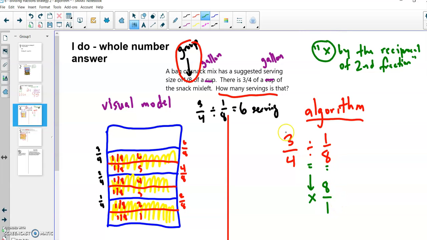I switched it to 8 wholes. I took its reciprocal. The first fraction stays the same, right? So I multiply, switch, by the reciprocal, switch, of the second fraction. I didn't touch the first fraction. That's how my algorithm works. Keep the first fraction and then multiply it by the reciprocal of the second one.